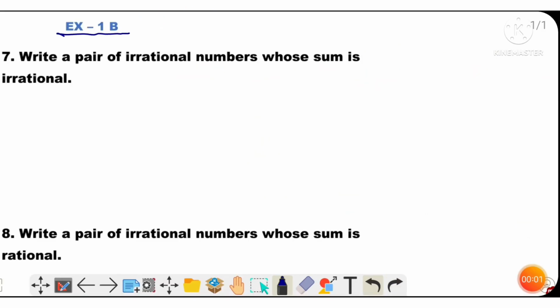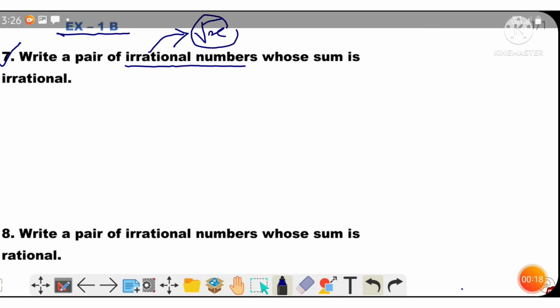So the next question is question number 7. Write a pair of irrational numbers whose sum is irrational. Here we have to take two irrational numbers. They may be non-terminating, non-recurring decimals, or the numbers which are inside the root which cannot come outside of it.